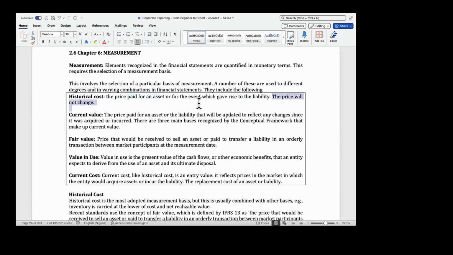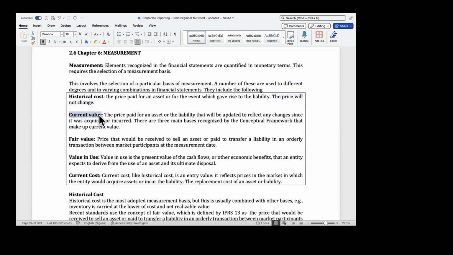Historical cost does not change in your books. From the date it is originated till the date it is derecognized, it doesn't change. It will be the same, and it is so popular even till today. As soon as you recognize your asset or liability at historical cost, if your measurement basis is historical cost, it doesn't change. That's the value it will be for a very long time.